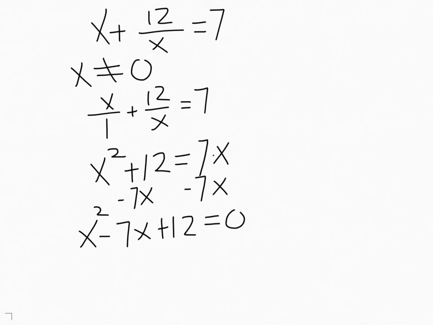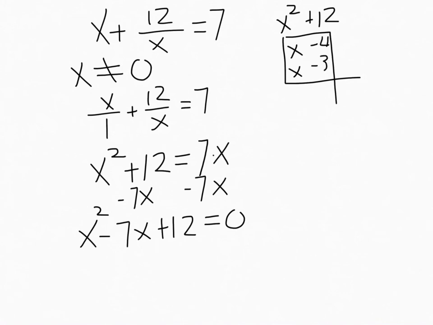Is this the quadratic equation we've been working on so far? Use your quadratic fish if you have to. I'm looking for two numbers that when you multiply together, you have positive 12, and as you add these two numbers together, you have negative 7. So I'm thinking about negative 4, negative 3.